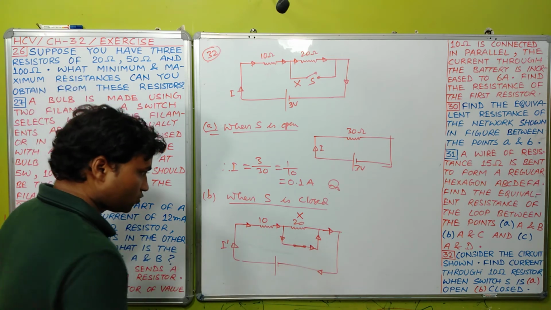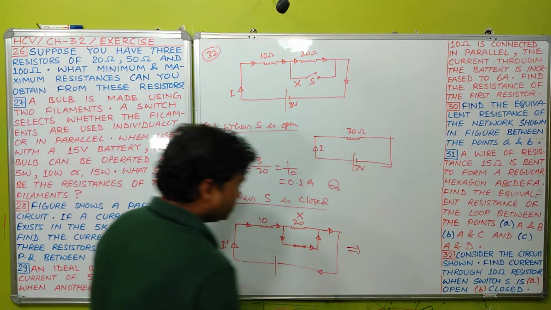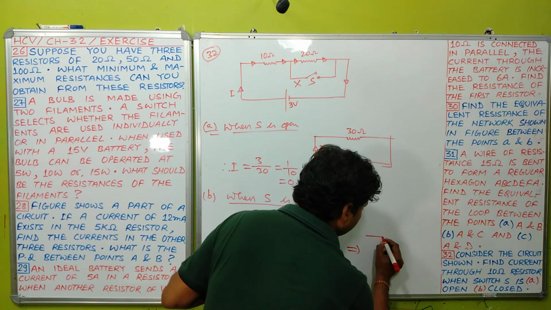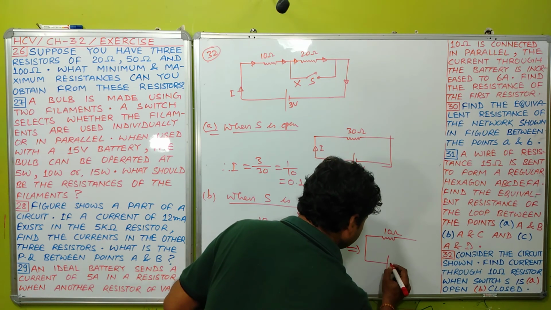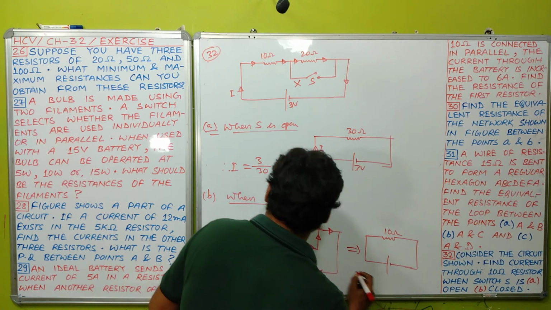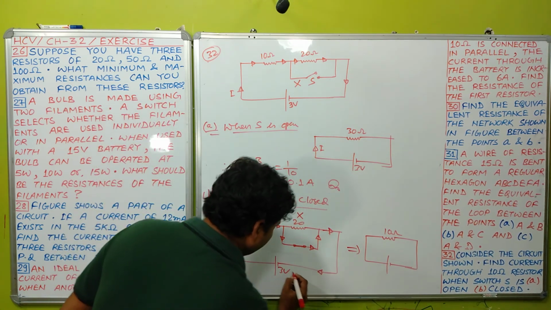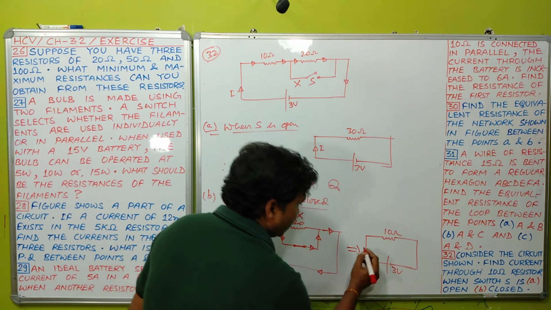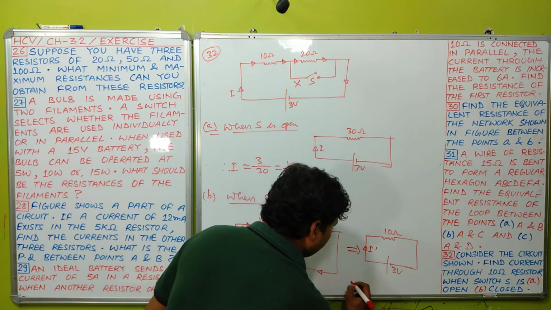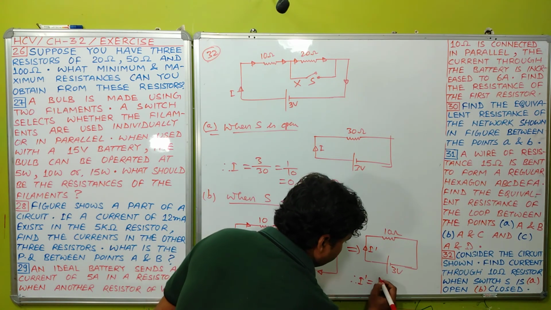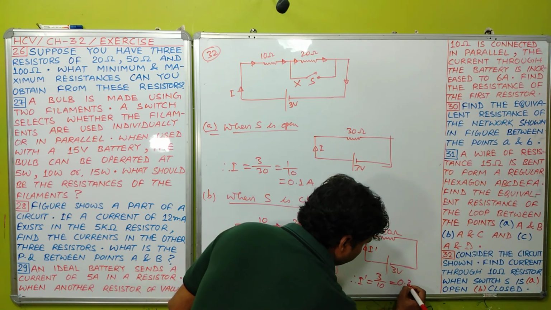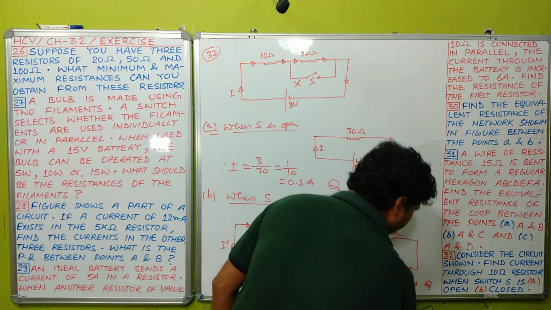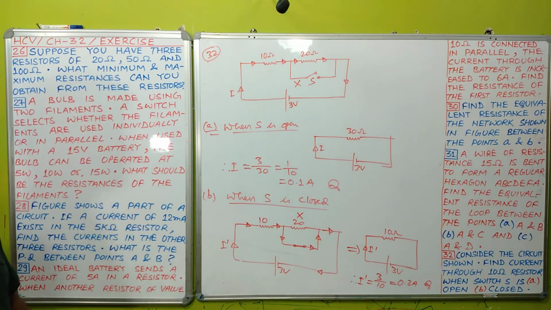Now in this case you can redraw this figure: this 10 ohm resistance with the battery connected across it. Its value is given as 3 volt, and so the value of I dash will be V by R from Ohm's law, 3 by 10, which is 0.3 ampere. Sorry, 0.3 ampere is your final answer.